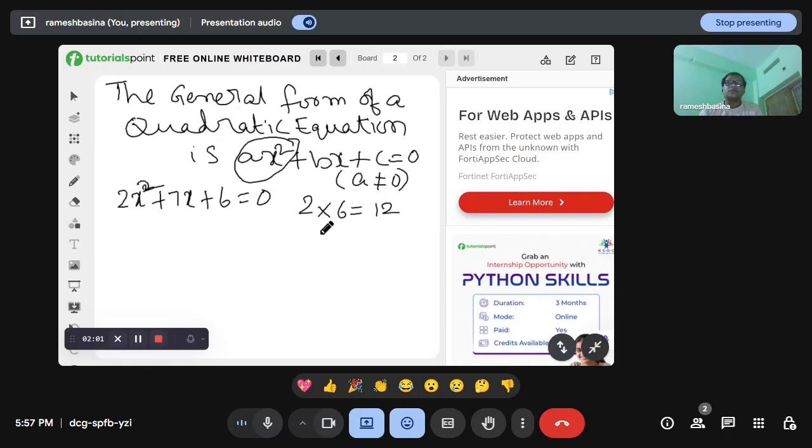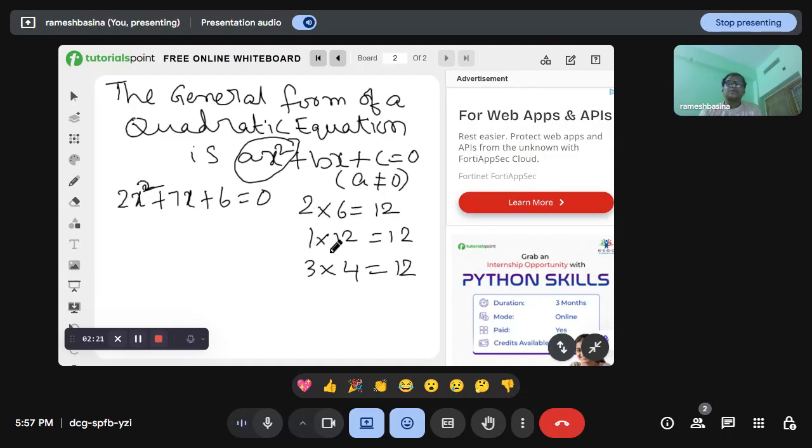First of all, you have to see how many factors are there. 1 12s are 12, 2 6s are 12, and also 3 4s are 12. Here, how many factors are there? 6 factors are there. 1 12s are 12, 2 6s are 12, 3 4s are 12.